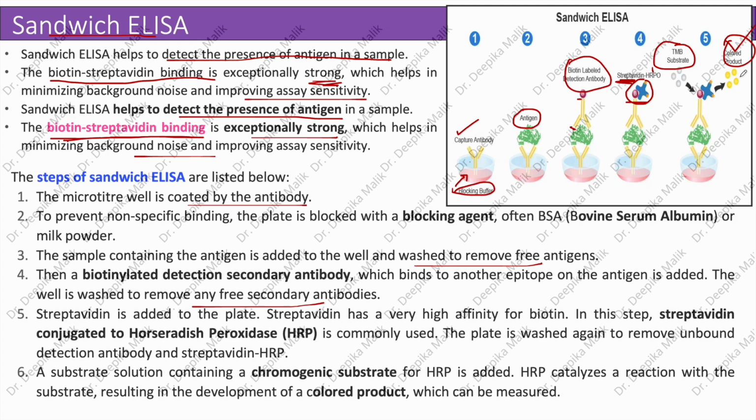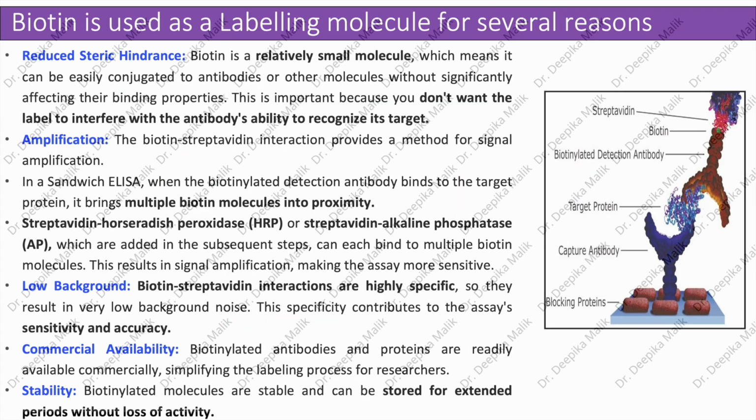Now let us see why biotin is used as a labeling molecule. First is reduced steric hindrance. Biotin is a relatively small molecule, which means it can be easily conjugated to antibodies or other molecules without significantly affecting their binding properties. This is important because you do not want the label to interfere with the antibody's ability to recognize its target.